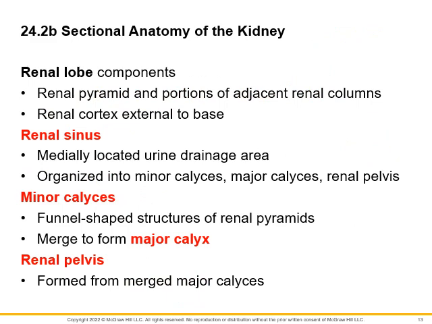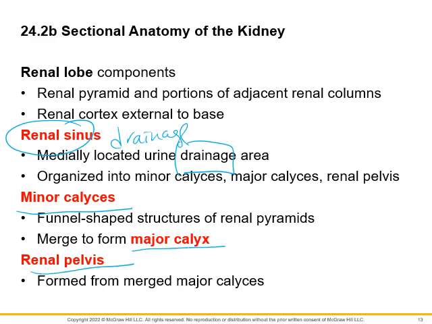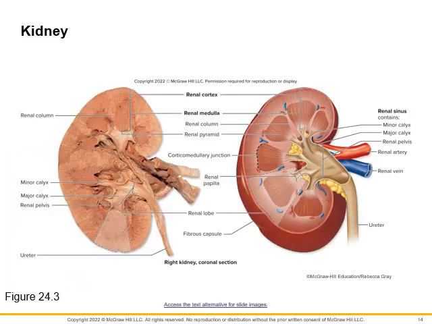We have additional structures, the renal sinus. Think of this more as drainage. Yeah, the word's right there. This is a drainage area composed of minor calyces, major calyces, and the renal pelvis. It's a little bit easier to see on an actual image.